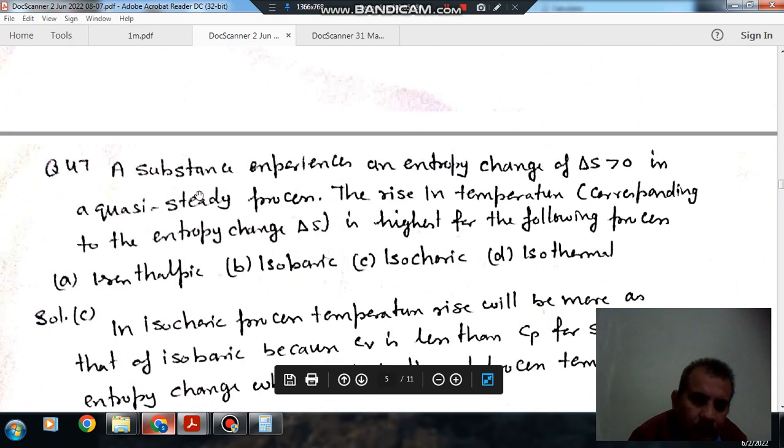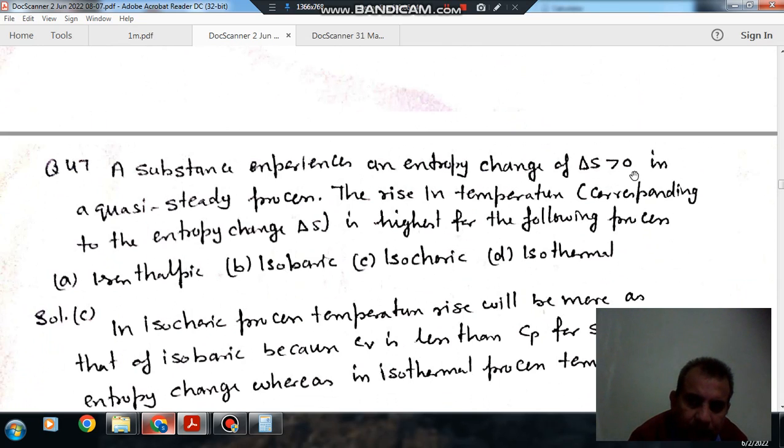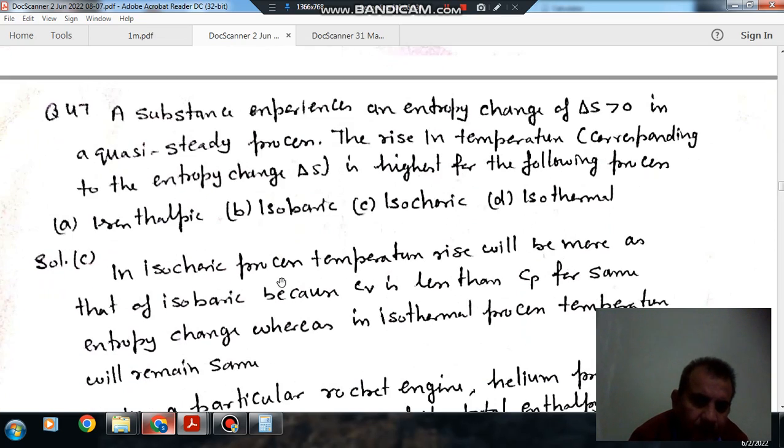Next, a substance experiences an entropy change of delta S greater than 0 in a quasi-steady process. The rise in temperature corresponding to entropy change delta S is highest for the following process. Option A, isenthalpic process. Option B, isobaric process. Option C, isochoric process. Option D, isothermal process.